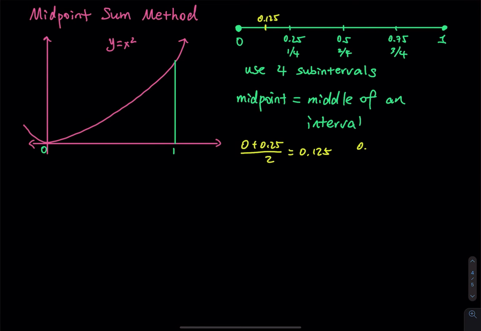And then we take 0.25 plus 0.5, divided by 2, and we have 0.375. The next midpoint is 0.625, and this one, the middle, is 0.875. And if you take a look at the distance between 0.125 and 0.375, the width is 0.25, right? Okay, so let's put that on the picture.